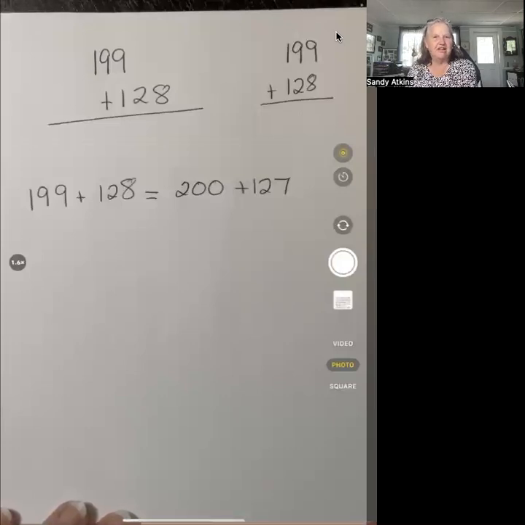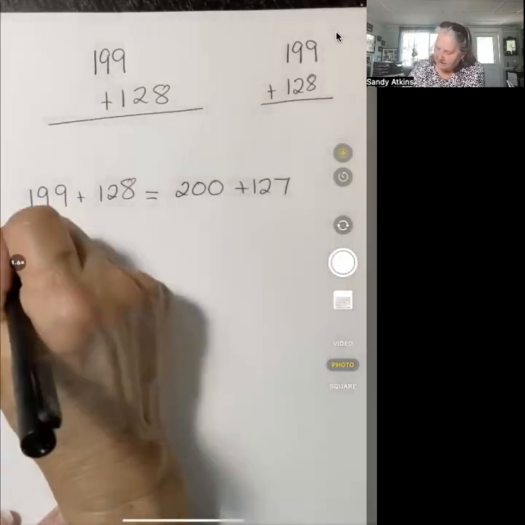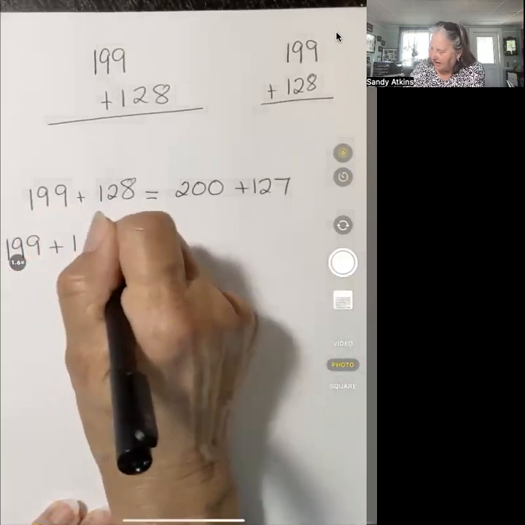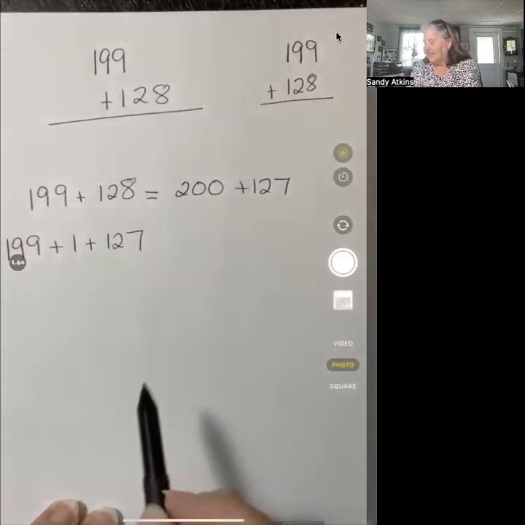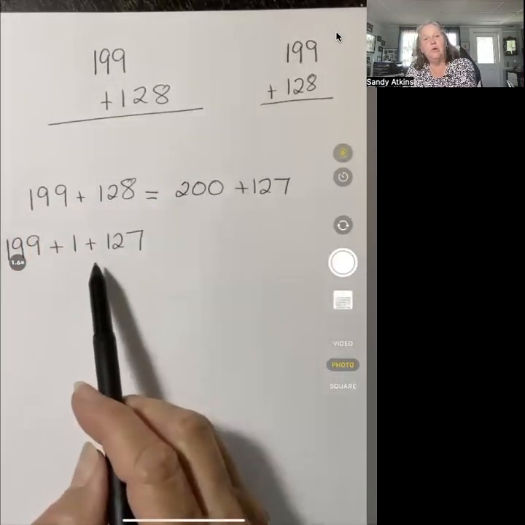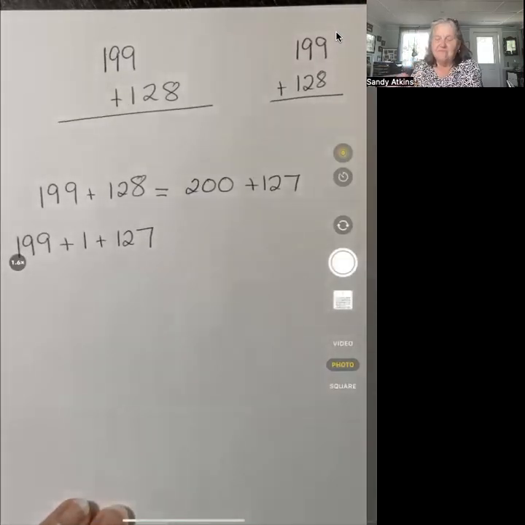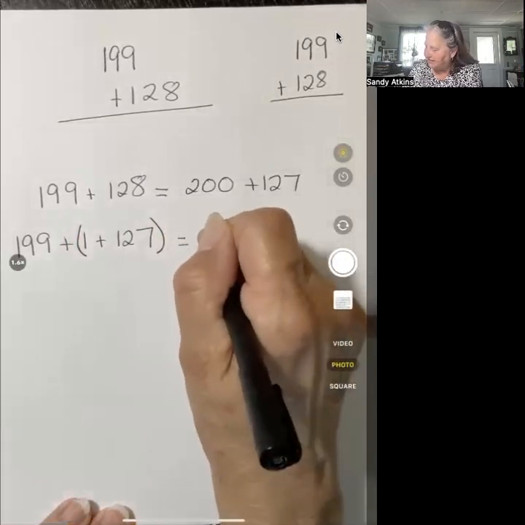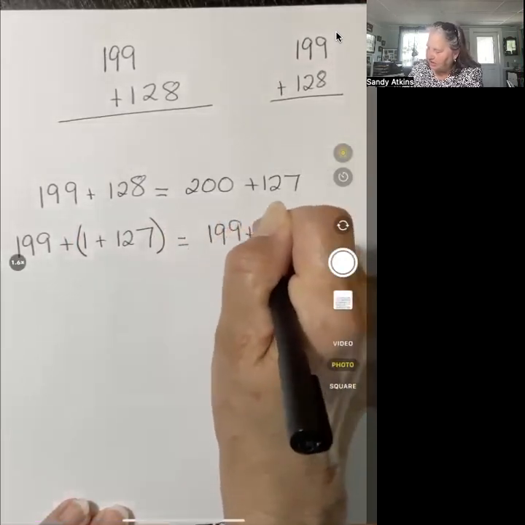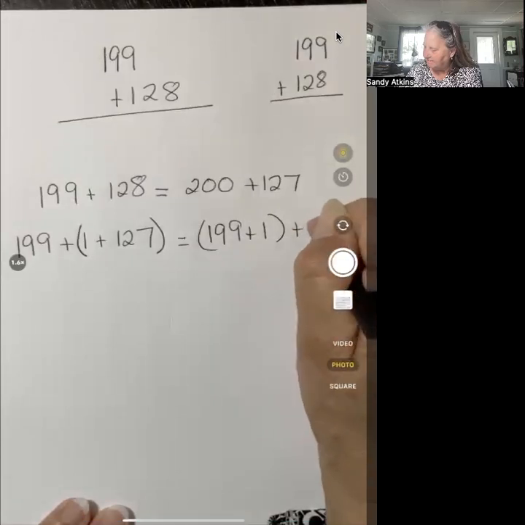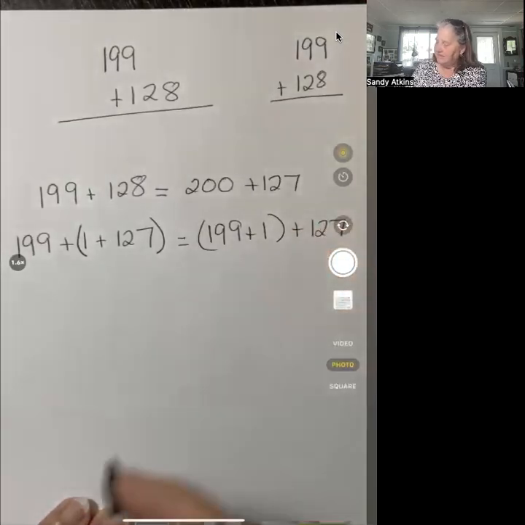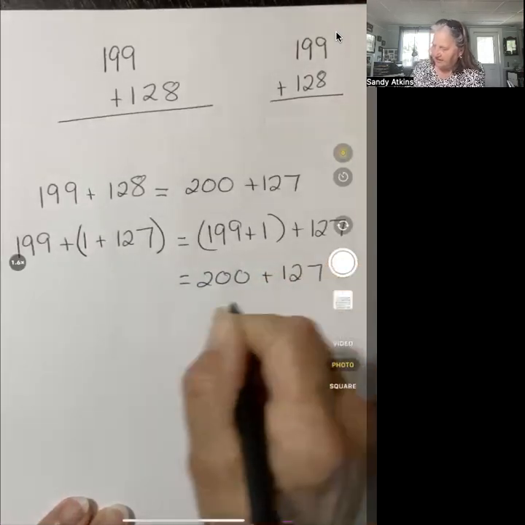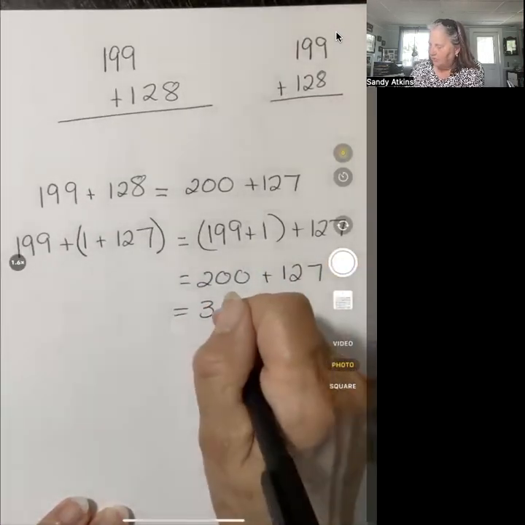Now, I called it bridge to 10 or bridge to 100, but just as a reminder, if we haven't seen this in a while, see, I can think of 128 as one more than 127. And instead of associating the one with the 127, I'm going to associate the one with the 199. This gives me the 200 plus 127, or the 327.